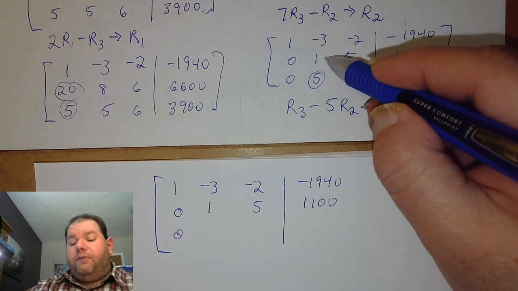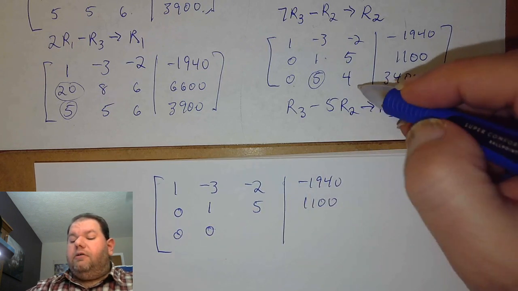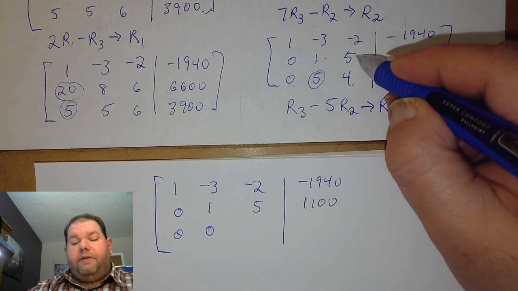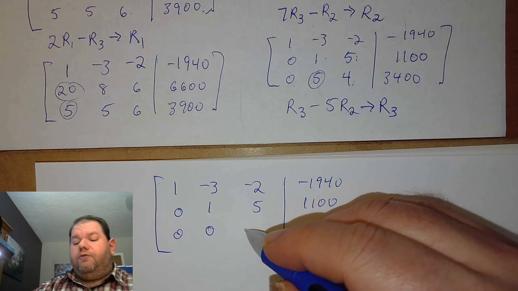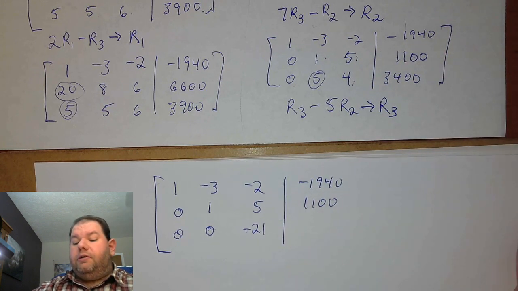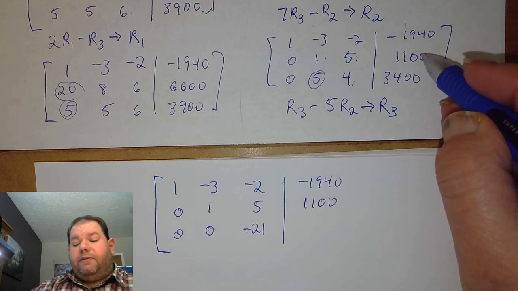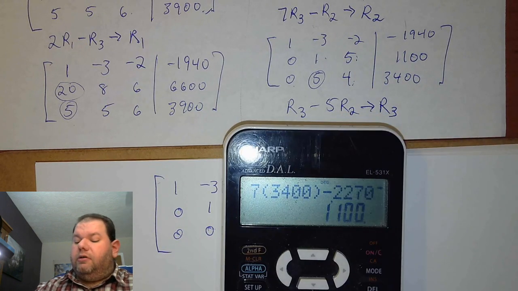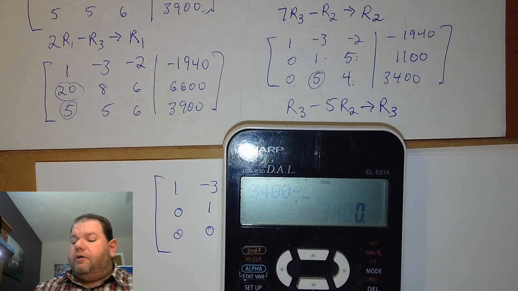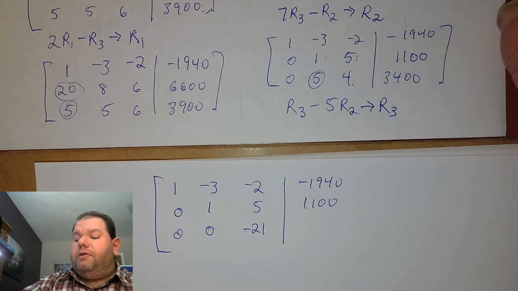5 minus 5 times 1. 5 minus 5 is 0. 4 minus 5 times 5. 4 minus 25 is negative 21. And 3400 minus 5 times 1100 gives us negative 2100.